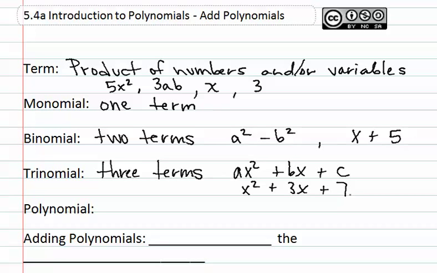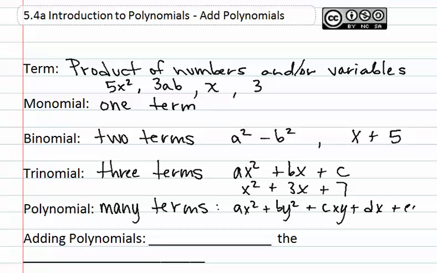A polynomial just means something that has many terms, or more than three. An example of this could be ax squared plus by squared plus cxy plus dx plus ey plus f. It could also include numbers, such as 4ax squared, or any other numbers on any of the terms.